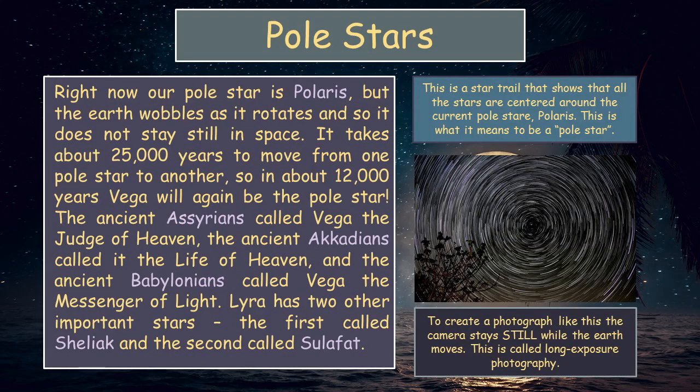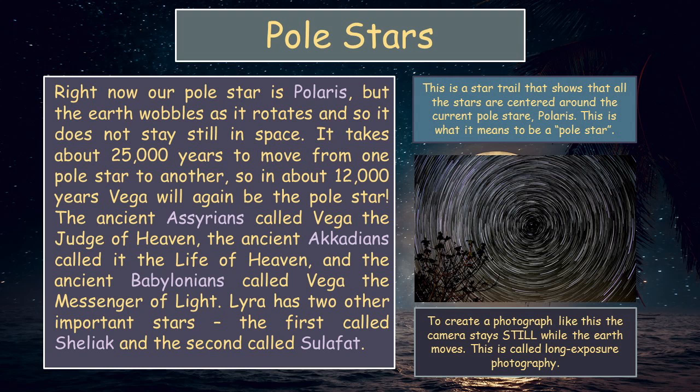Right now, our pole star is Polaris, but the Earth wobbles as it rotates, and so it does not stay still in space. It takes about 25,000 years to move from one pole star to another, so in about 12,000 years, Vega will again be the pole star.